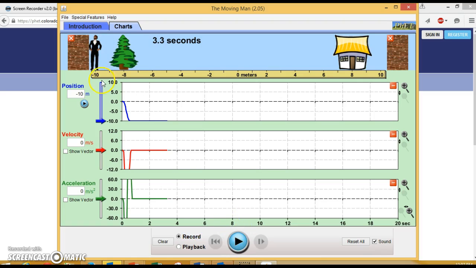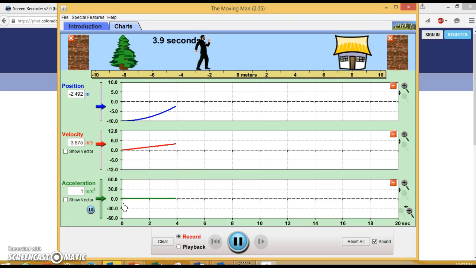So again, I'm going to have him start over here. Oops. It doesn't like it when I do that, so I need to reset all again. And we'll just change this to a -10. We will start him with no velocity, but we'll give him an acceleration. So he's going to speed up as he goes. And again, you can see what those graphs look like.